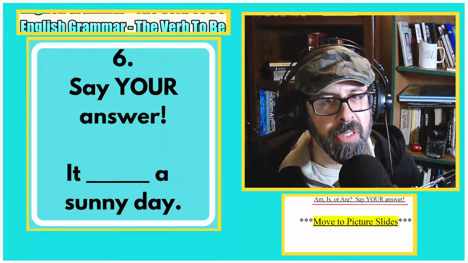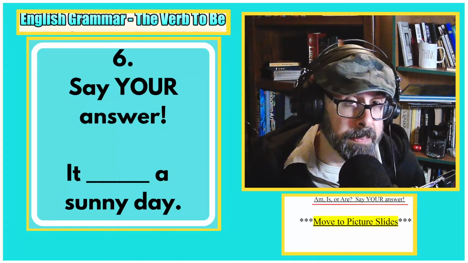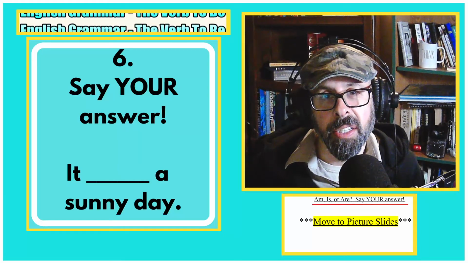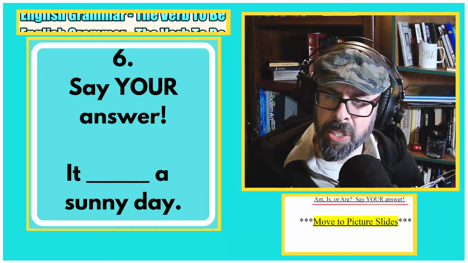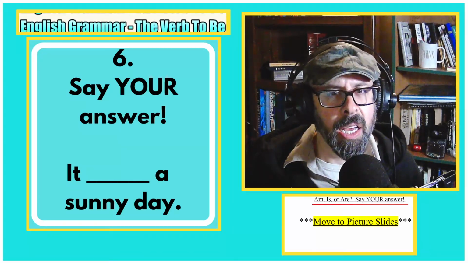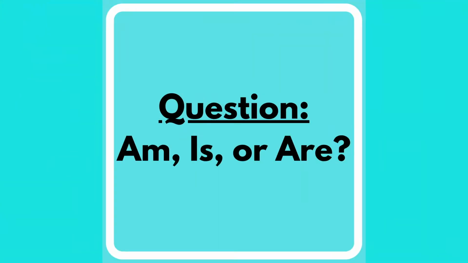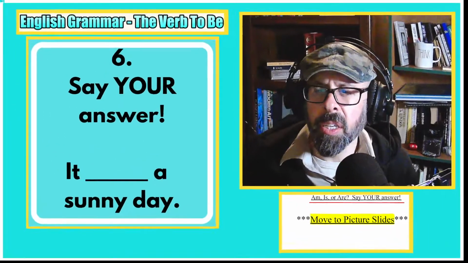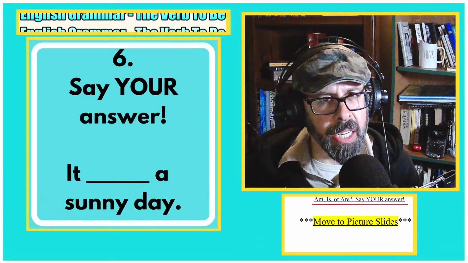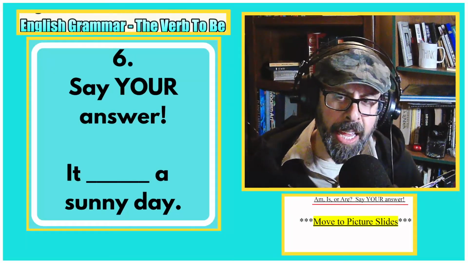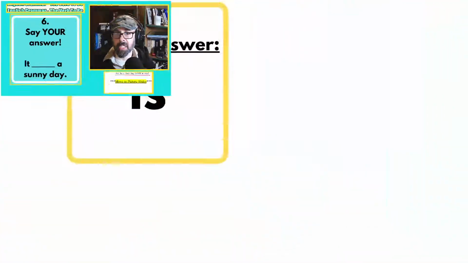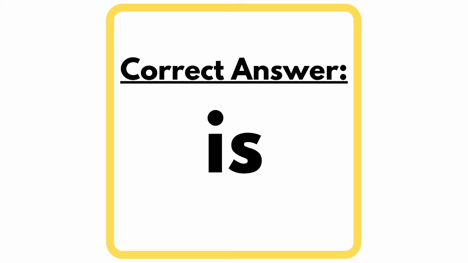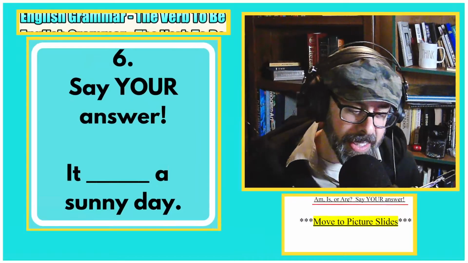Number 6, say your answer. It, blank, a sunny day. Which one is correct? Am, is, or are. It, correct answer: it is a sunny day. Correct answer, is.